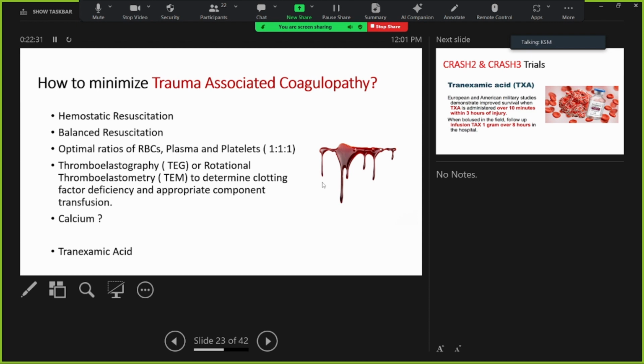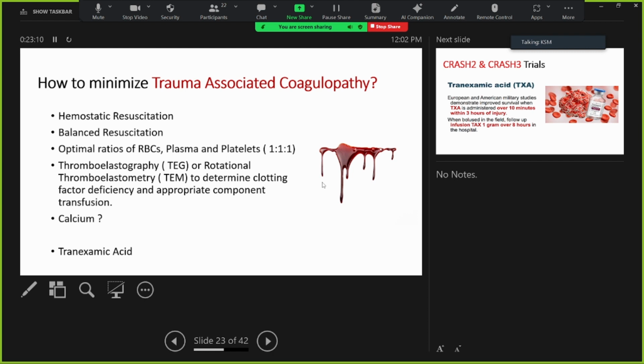To talk about blood and blood products, there have been a few ratios discussed. The most favorite one is RBC, plasma, platelet 1:1:1, but there are some other strategies like 1:1:2 being practiced in some other countries. They have not found any special benefits of 1:1:1 versus the other ratios, so most of the countries practice the 1:1:1 ratio.